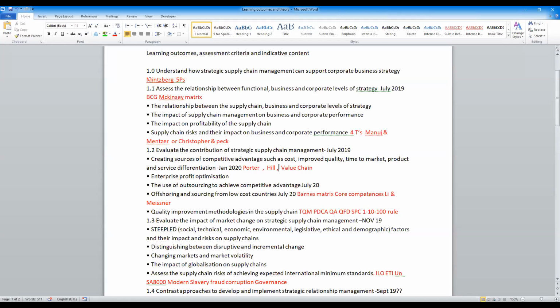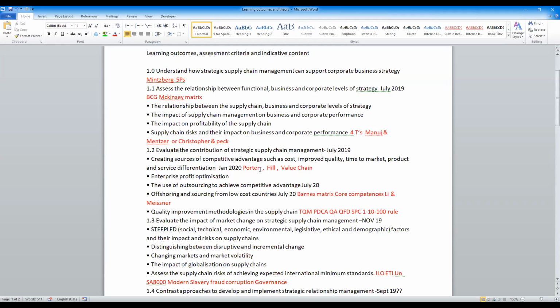But under strategy, I've put Mintzberg's 5 Ps, which we're going to look at in a minute. The study guide shows you the Boston matrix and the McKinsey matrix. Under risk, I've put the 4 Ts, tolerate, treat, all that. And 2 new models that help you understand areas of risk, but you only need one of them. I think the Manu and Mensa one is in the study guide and the Christopher and Peck isn't, but you only need one of them.